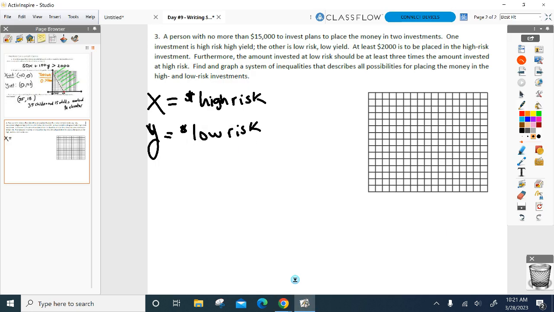All right, so here we go. Let's see if we can figure out some. Remember, I want 3. Total amount, you can't put more than 15 grand in. So let's get our first inequality. I can't put more than 15 grand in total. So whatever I put in the high risk and low risk combined cannot be more than 15,000. So in total, I can't invest more than 15,000.